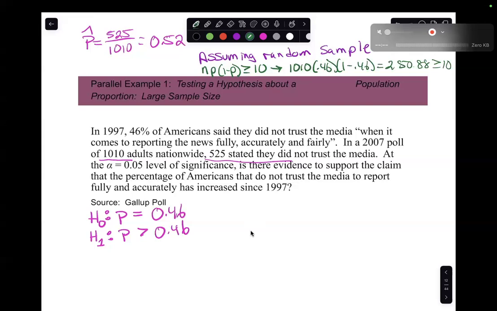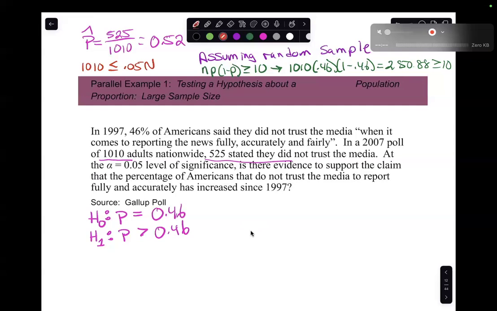So we're good. We're assuming a simple random sample because it doesn't say. We checked that it is normal: np times 1 minus p is greater than or equal to 10. The next thing we're going to say is that 1010 is less than 5% of our population. 1010 is definitely less than 5% of all Americans, correct? So I checked all three of those things. I wrote my hypothesis down and I checked those three things.